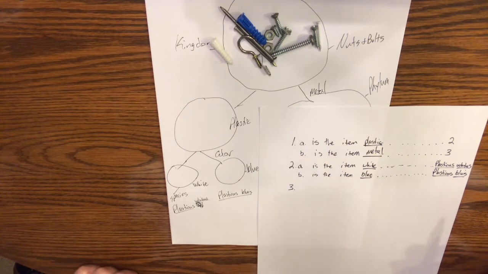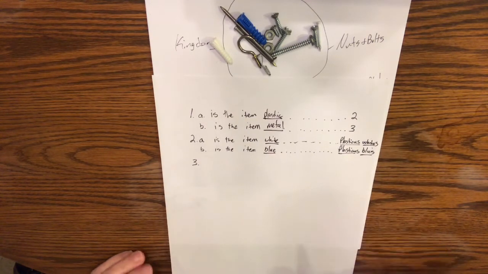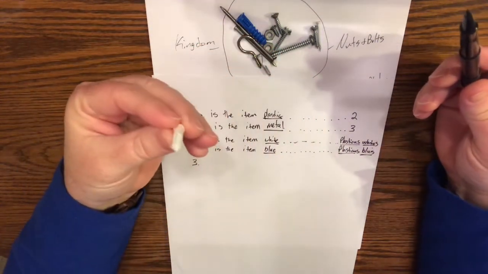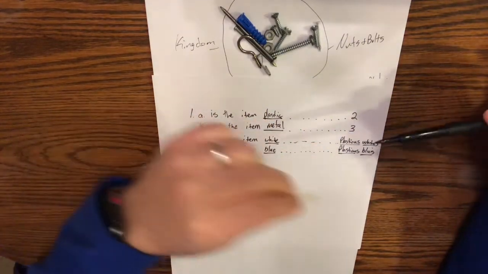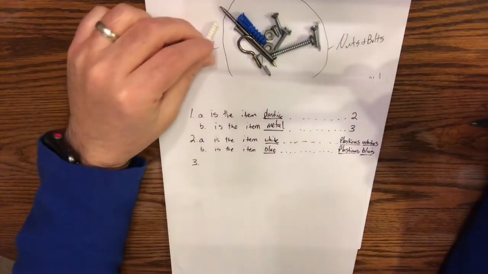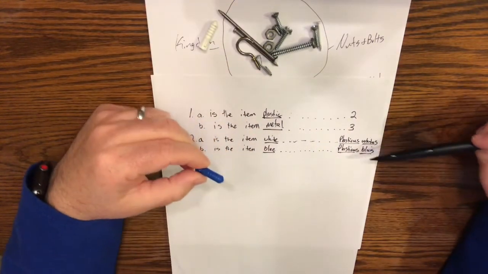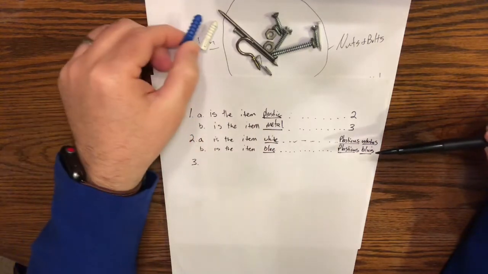rules of scientific naming. So as you can see here, I'll put it there in the middle, that if I'm identifying a plastic white object, then I know that it is Plasticus whitus. If it's plastic and it's blue, then I know that its scientific name is Plasticus bluus.